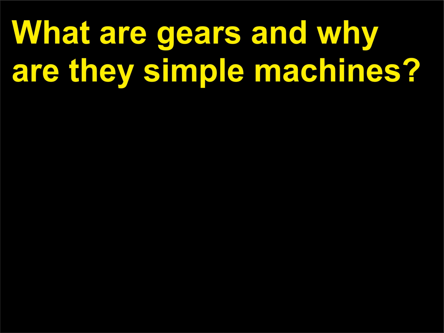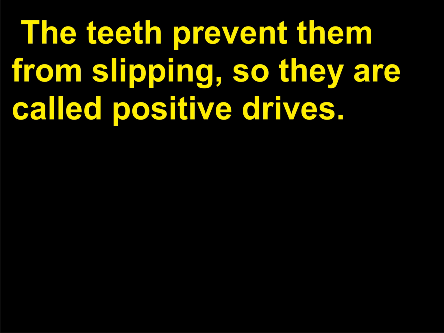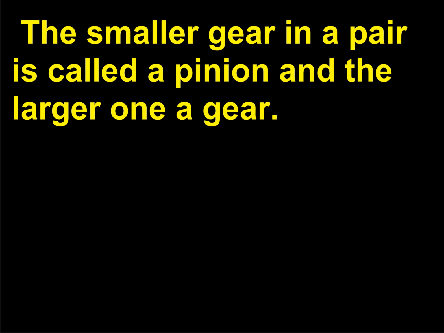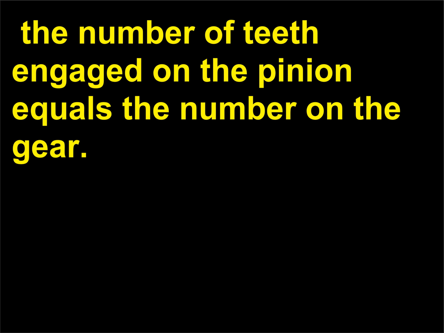What are gears and why are they simple machines? Gears are toothed wheels which transmit torque between two shafts. The teeth prevent them from slipping, so they are called positive drives. The smaller gear in a pair is called a pinion and the larger one a gear. Because the teeth mesh, in a given amount of time, the number of teeth engaged on the pinion equals the number on the gear.